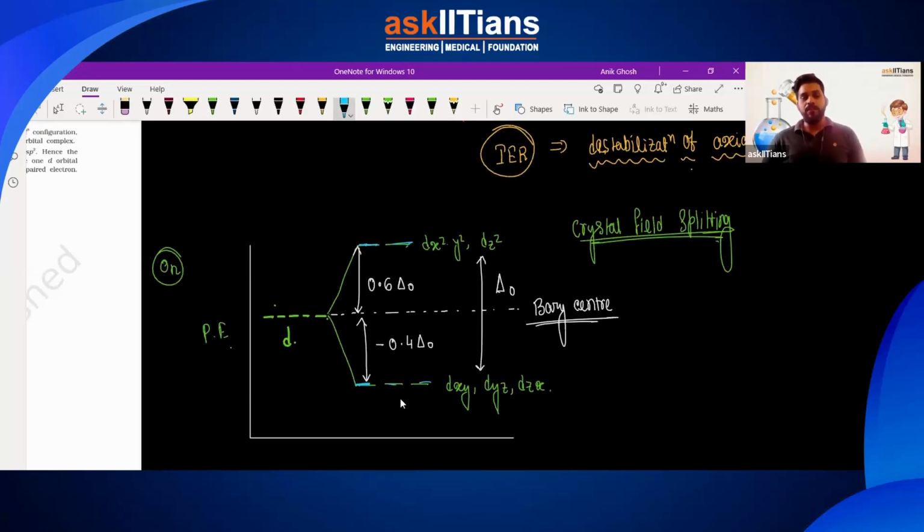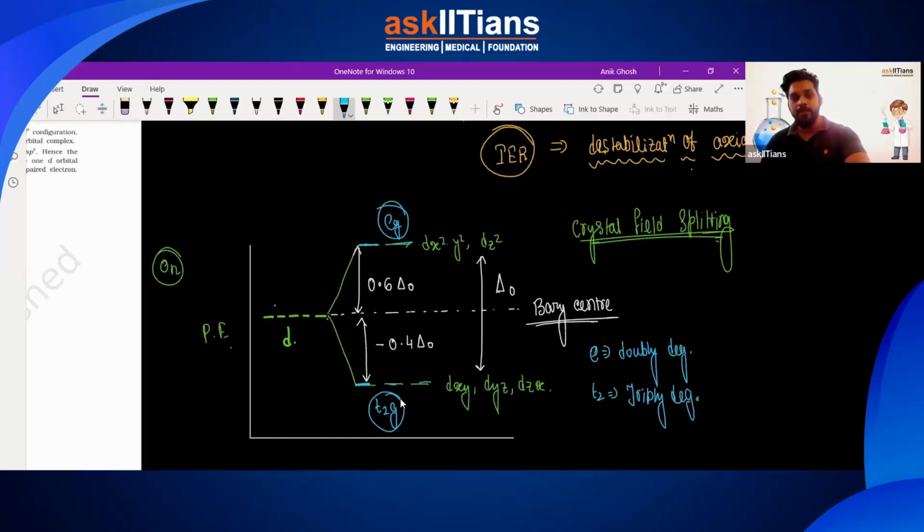So this is called crystal field splitting of orbitals. Now, according to group theory, guys, we call the lower ones T2g, and the above ones we call Eg. Here, E means doublet or doubly degenerate. Guys, I guess you understand what I mean by degenerate. Doubly degenerate means 2 orbitals with the same energy, and T2 stands for triply degenerate.